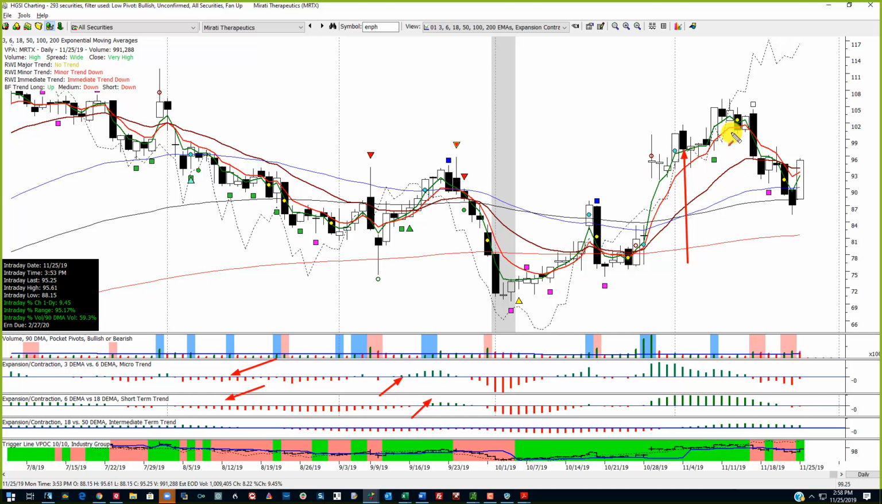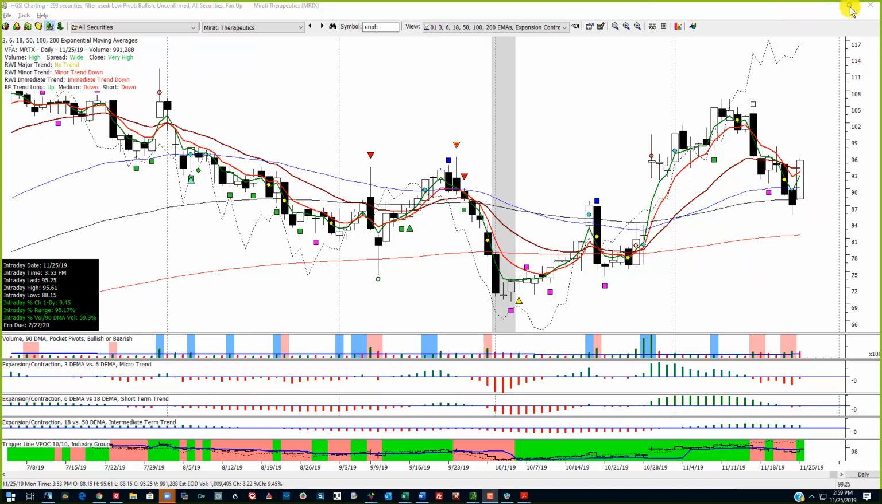So these biotechs are all over the place. You need to be careful with them. But the fan did not kick into place, and it remained in place even though this pulled back here. And that's why the signal was generated today.